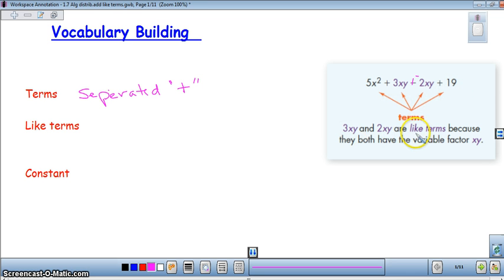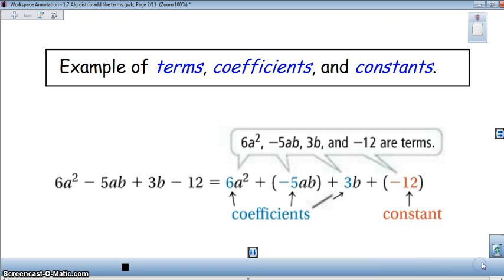You notice down below here it says like terms. 3xy and 2xy are like terms because they have the same variable factor of xy. Notice that the x and y that they both have are both to the first power. When you're looking at your definitions for like terms, the 19 is the constant. The constant is simply the number.